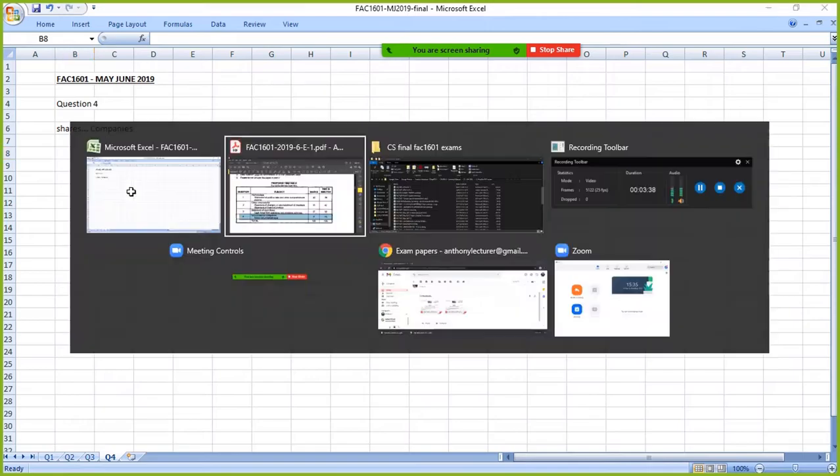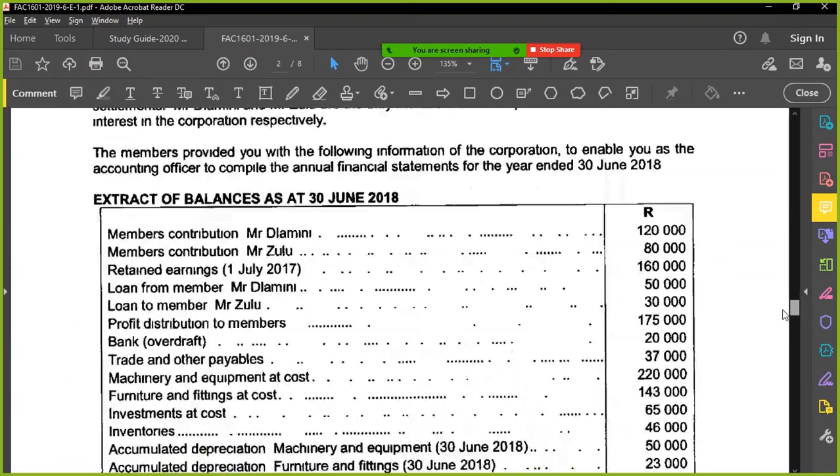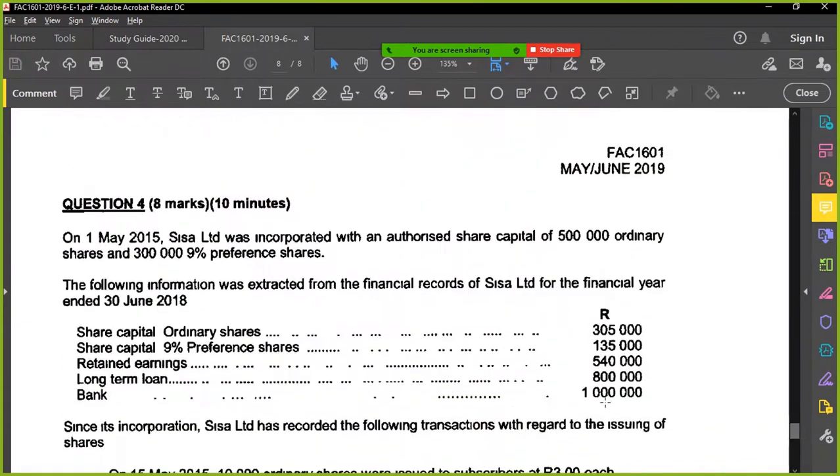Okay, this was a short question. This was out of 8 marks, 10 minutes. Introduction to company, share issue, transactions. So, if you go to question 4, all right, there we go.